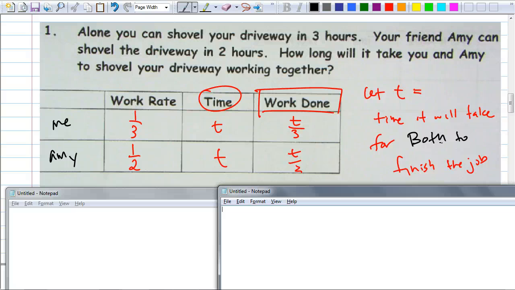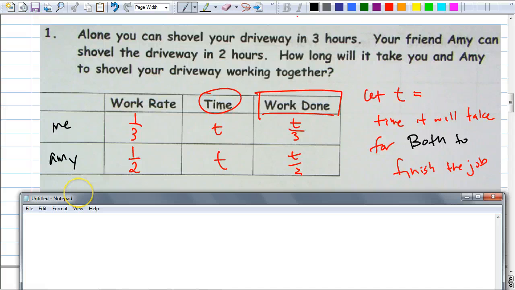One person, 2 people. I want you to discuss this in your group. If you really understood this, this is how much. By the way, what does this T over 3 represent? This is how much of the job I've finished, right? What does T over 2 represent? That's how much of the job Amy finished. So how can you come up with an equation? Go ahead, everybody think about this. What equation would you come up with?